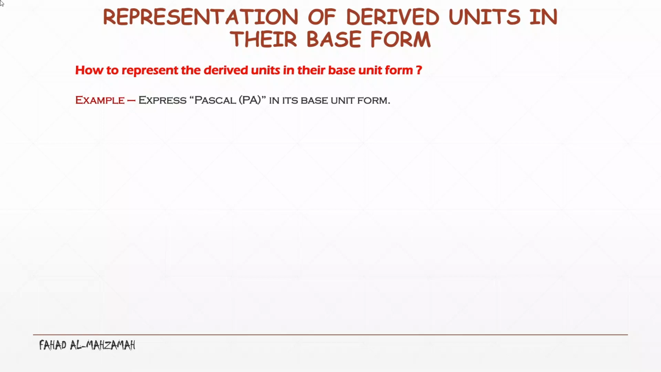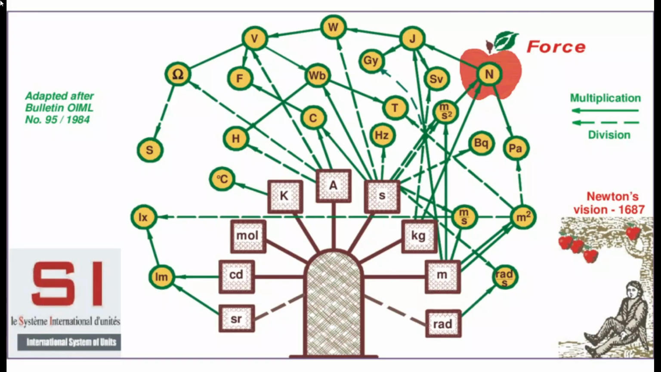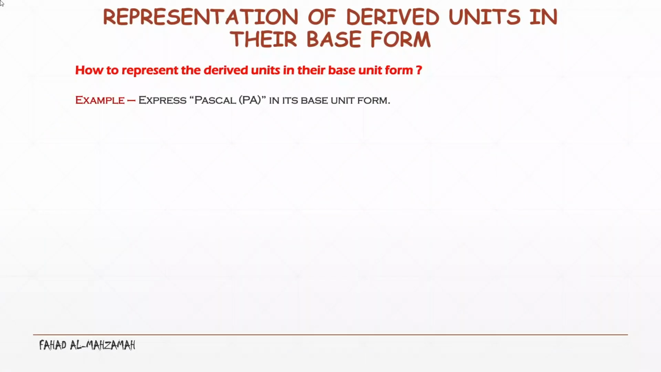So, taking the example of Pascal in its base unit form. In this tree of units, we are going to have this Pascal to solve. So we are going to express or convert or show Pascal in its base unit form. Now Pascal is a unit of pressure, and it is a derived unit. So what is the base unit form of Pascal?